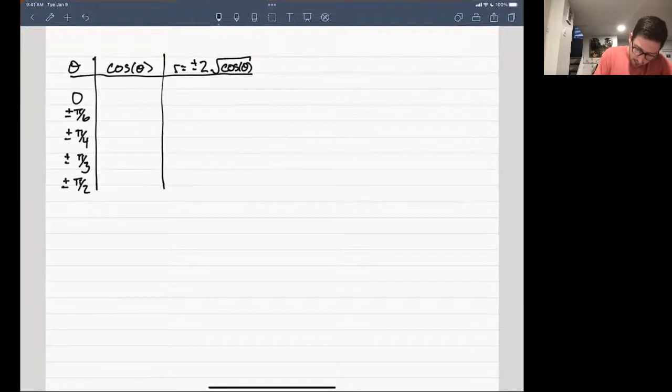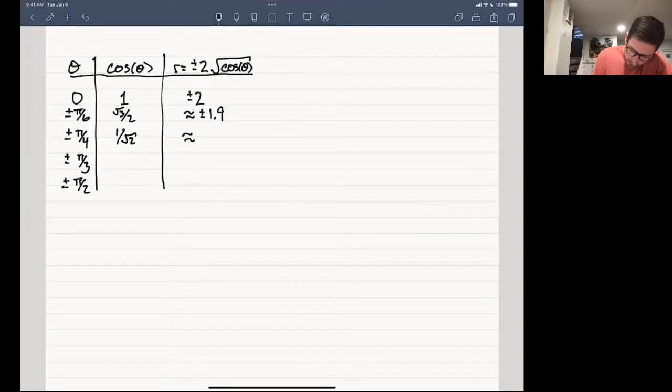So when theta is 0, cos is 1. And in this case, we get plus or minus 2. Then pi over 6 gives us root 3 over 2. You're going to have to do some approximating here. This is something like plus or minus 1.9. So you can just toss these into a calculator. It's nothing too fancy. At pi over 4, you get 1 over the square root of 2.